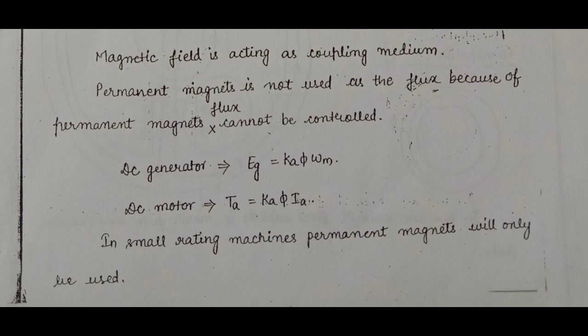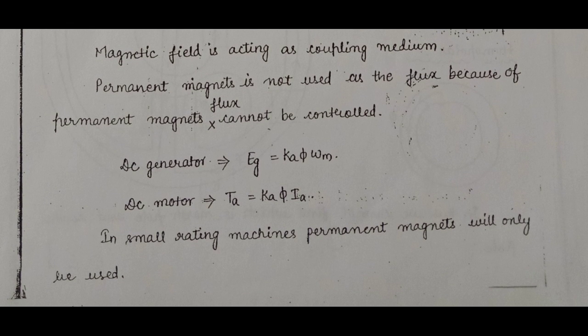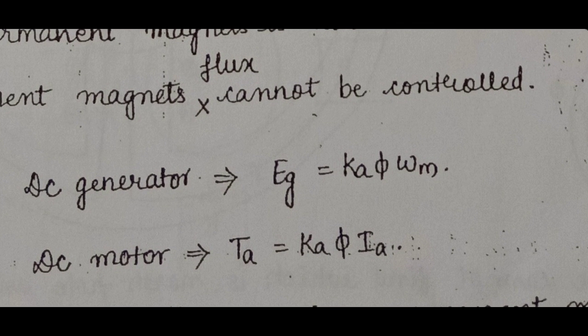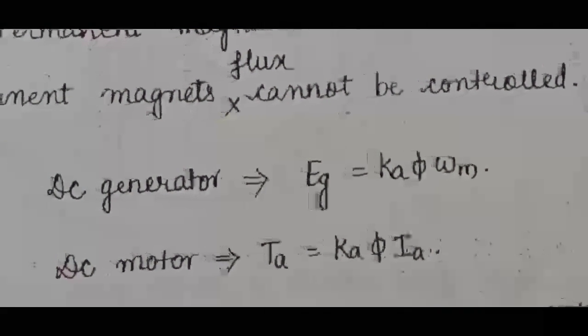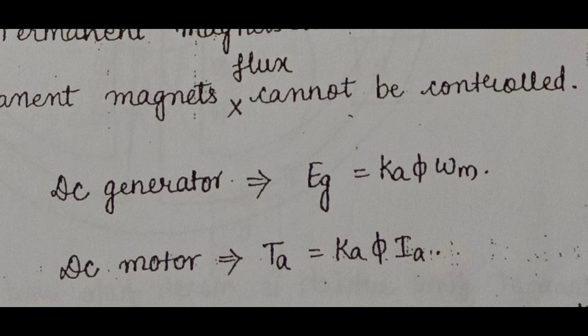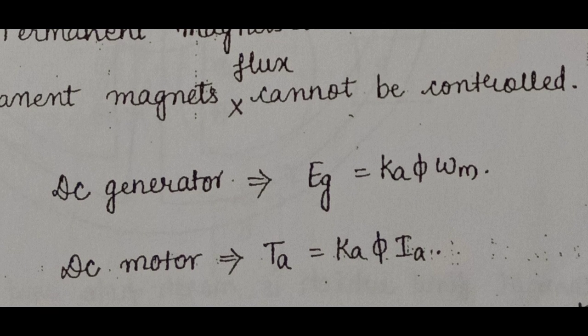In a DC generator, Eg equals Ka phi omega m. Eg means generated EMF. The generated EMF is directly proportional to the flux produced. If the generator rotates at a higher speed, then it generates a higher EMF. If the flux value is greater, then the generated EMF is also greater.